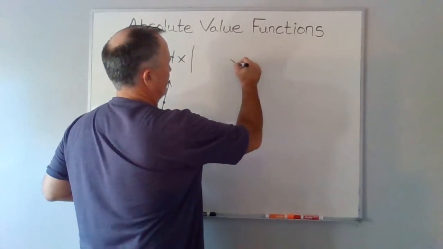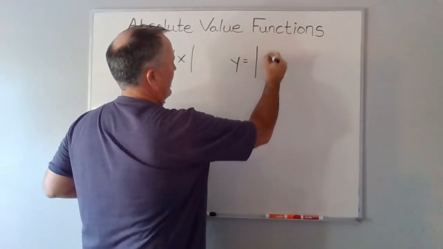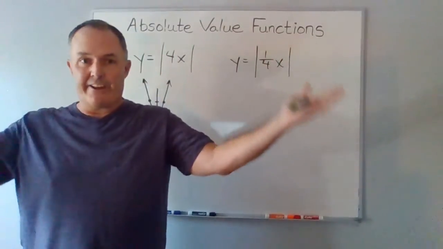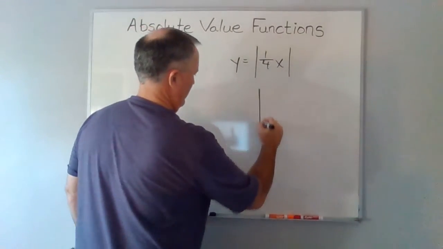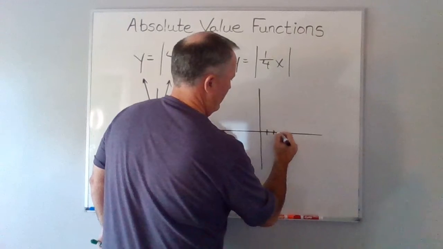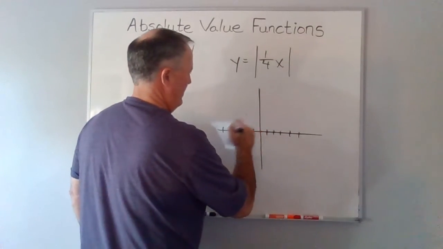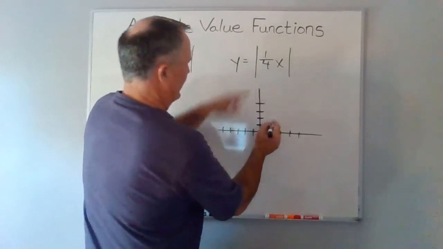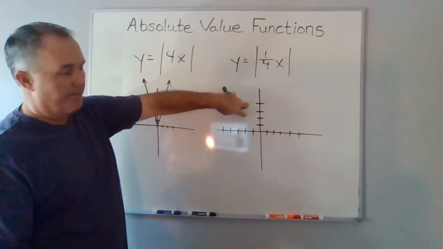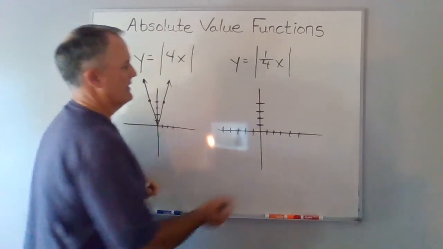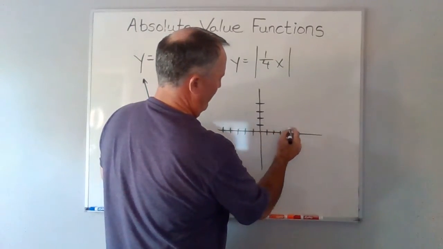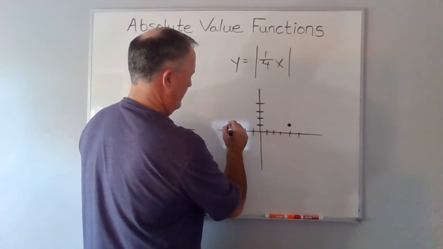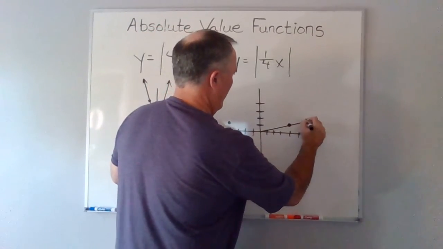If it's a fraction, inside, it's going to make it a wider V. So with a fraction, and that's still positive, so we're still going to be on the positive side of the y-axis. It would be a wider V, up 1 over 4, up 1 over 4 this way. So it just makes for a wider V.